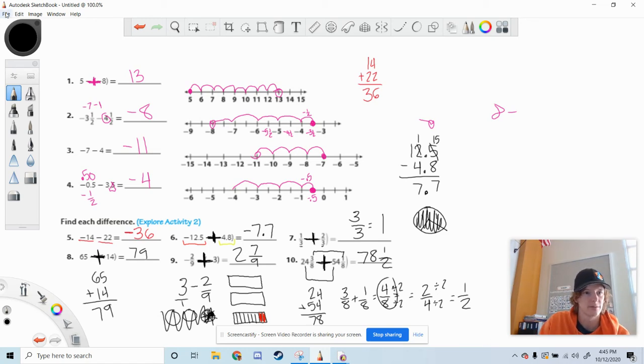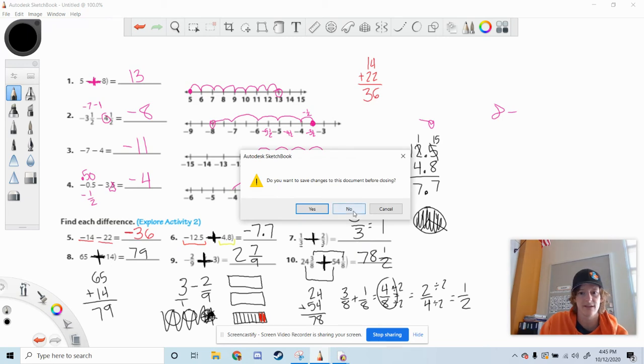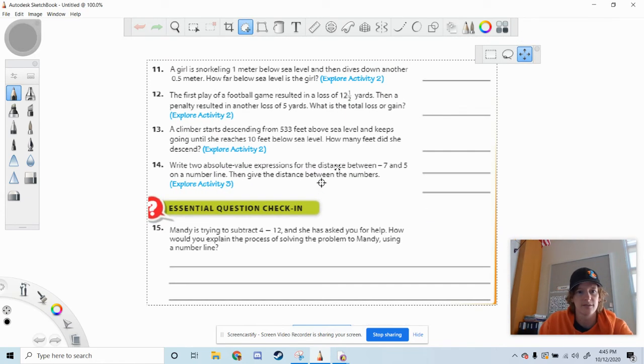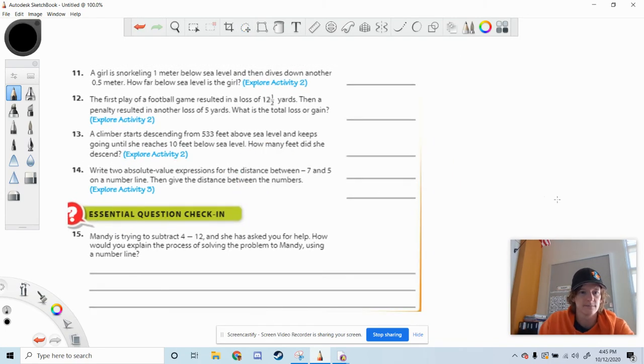I'm going to go ahead and open up a new document here for the second half. Here's the second parts, 11 through 15. So number 11, a girl is snorkeling 1 meter below sea level, then dives down another 0.5 a meter, another half of a meter. How far below sea level is this girl?